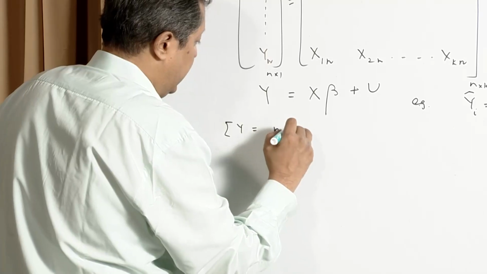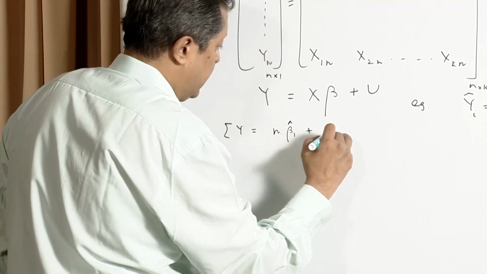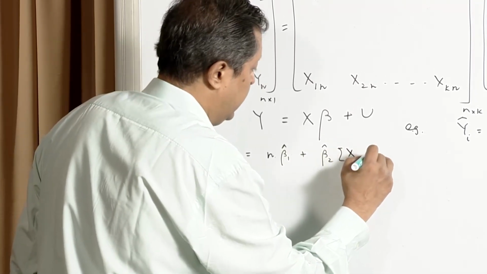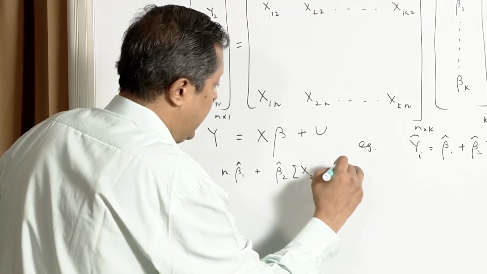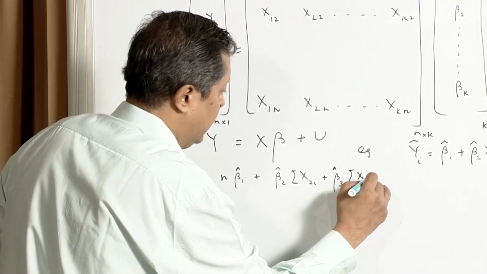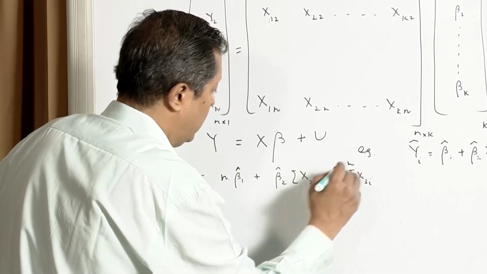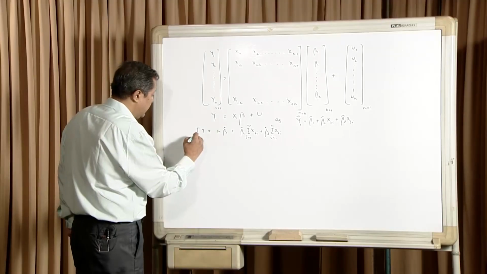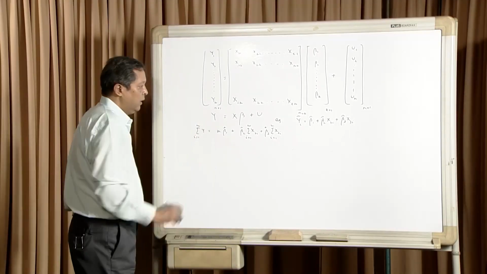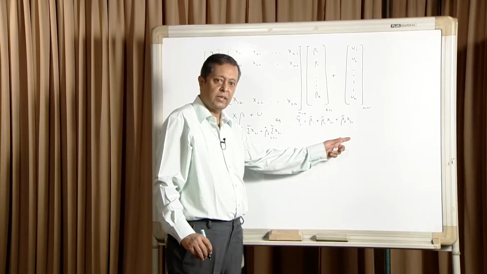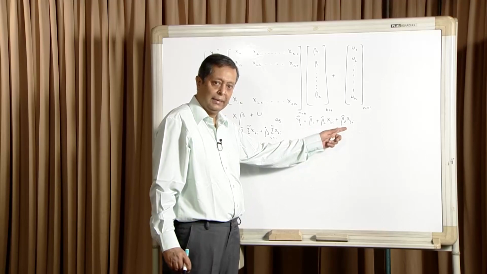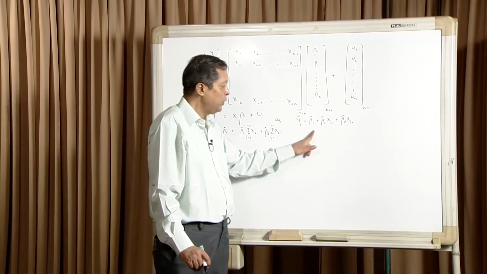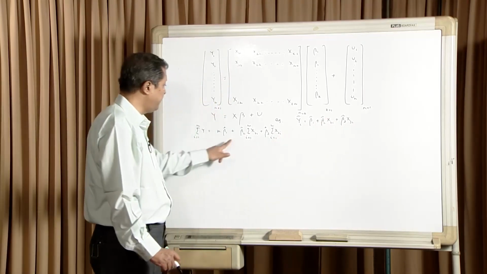n times beta 1 hat plus beta 2 hat summation x 2 i plus beta 3 hat summation x 3 i, with i running from 1 to n. That is why you have n here, and i going from 1 to n. So, the working rule is, first jot down the estimated equation, then instead of putting y hat we put y over here and we sum all this. So, that is called the first equation.